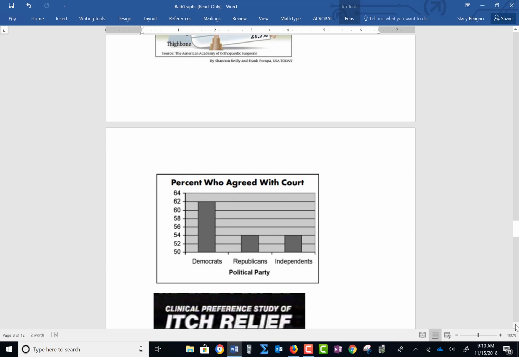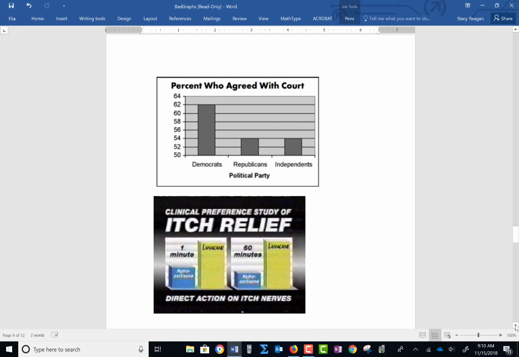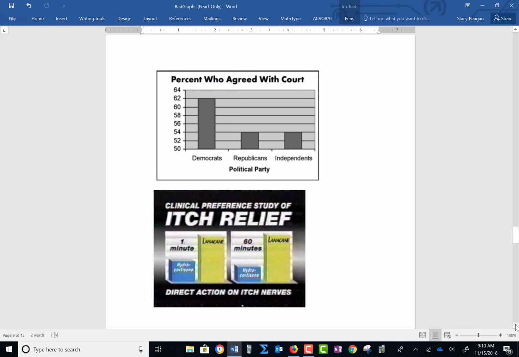and it makes us think that things appear different from what they really are based on the data. Okay, this one I pulled off the internet, and I really can't tell what they're trying to tell me. I see that bar graph with Lanacane there, but I don't know if it means that Lanacane works twice as much as the other stuff or what. And you can see the bar graph for 60 minutes is smaller than the one for 1 minute.